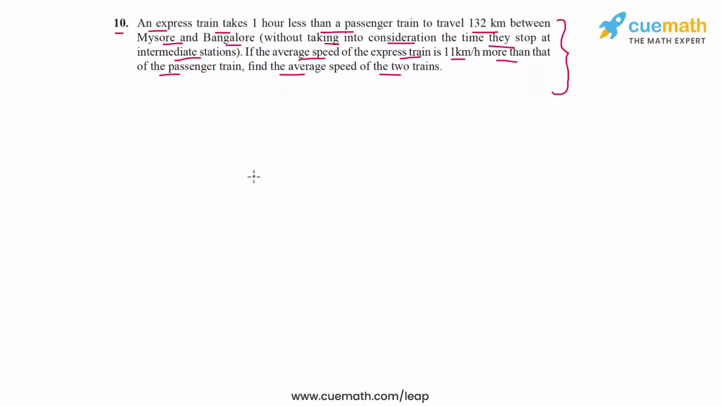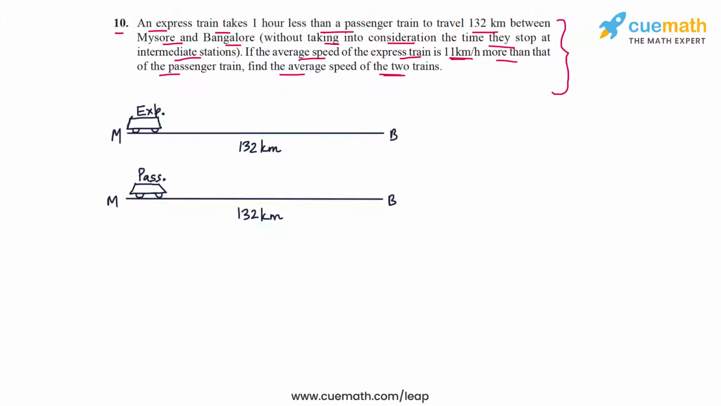So clearly the unknowns are the average speeds of the two trains, and we know the relationship between them as well. We are told that the express train is 11 kilometers per hour more than the speed of the passenger train. So that's our starting point. That is what we'll use to set up the equation. It's always helpful in such problems to draw visuals to describe the situations. So here's a visual I've drawn for you, which represents the two situations.